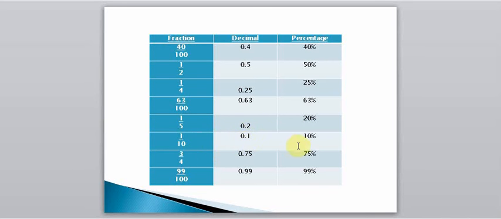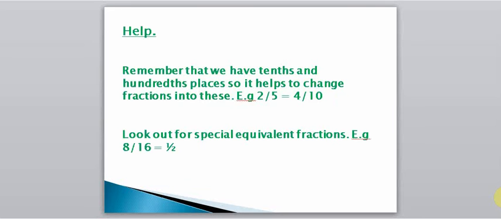1/10, 0.1 is 10%. 3/4, 75 out of 100 is 3/4, so 0.75. And this one's quite nice. It's already out of 100, so you've got 99%, 99 out of 100, 0.99. How did you get on with that? In case some of that was a little bit tricky, here's something to help you, and then you're going to try another one to see if you've improved a bit.